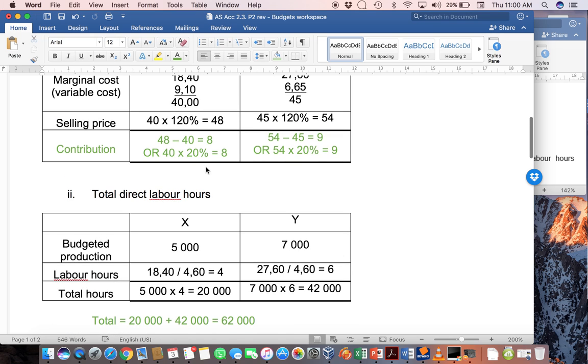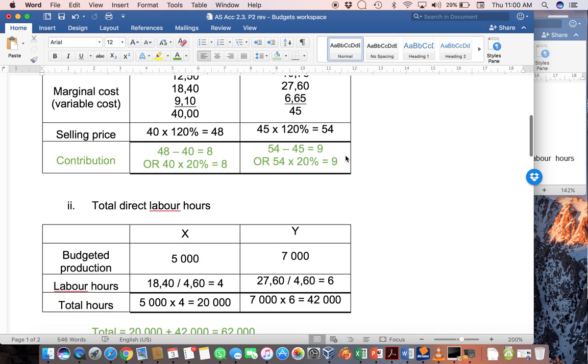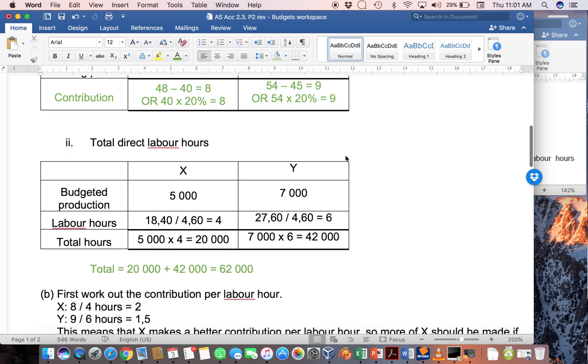Remember that we saw that X has a contribution of 8 and Y has a contribution of 9. So if you just look at it at first glance, you might say, oh, we need to make more of Y because there's a higher contribution. However, have a look at the labor hours needed. We've already worked out that X only needs 4 hours and Y needs 6 hours.